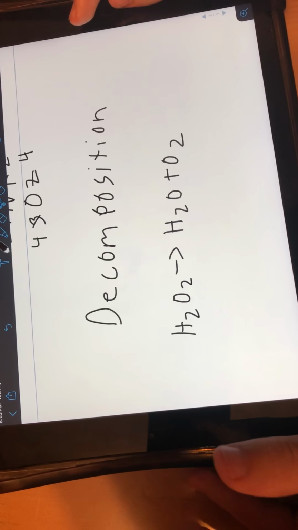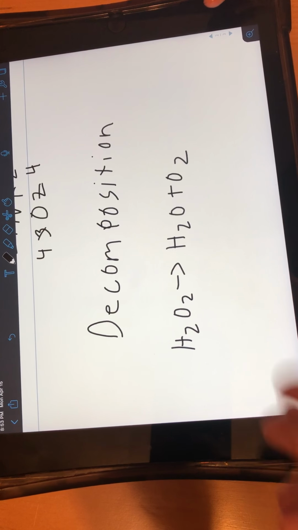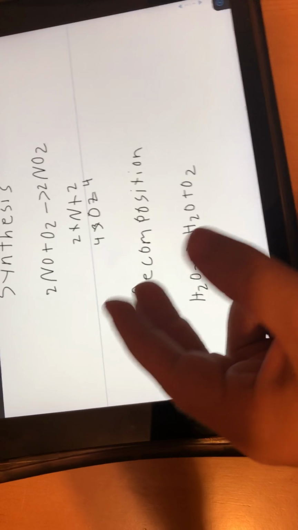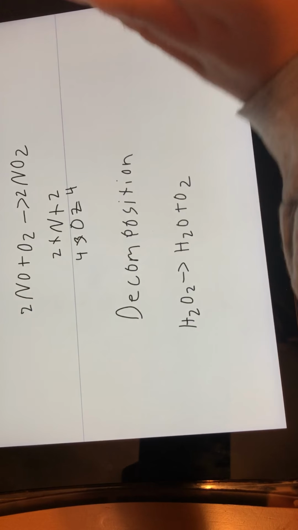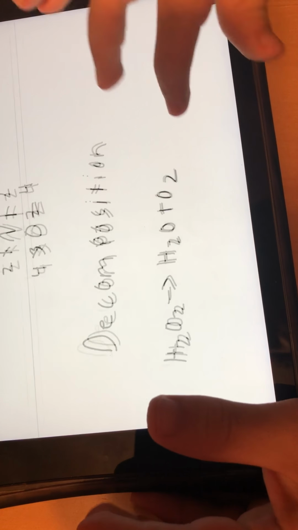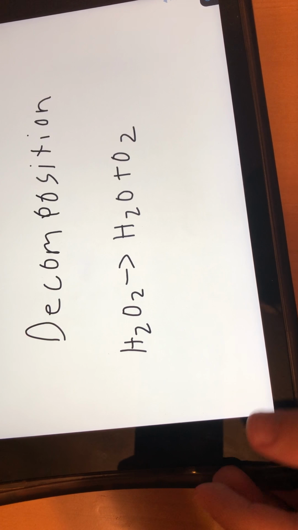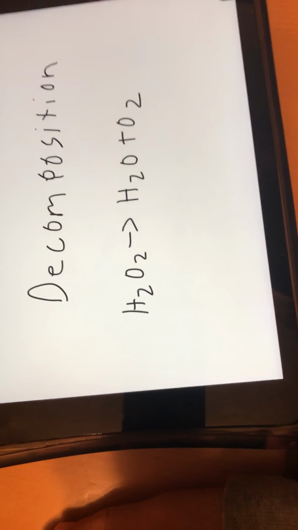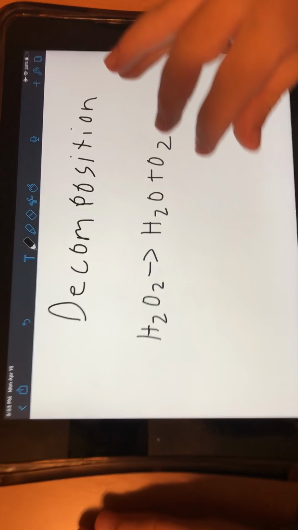And now we have a decomposition reaction. This is the complete opposite of a synthesis reaction. We had 2 reactants that combined to create one product. Now we're going to have one reactant that makes multiple products, so it's going to break up. You still have to balance that? Yes, you have to balance everything.